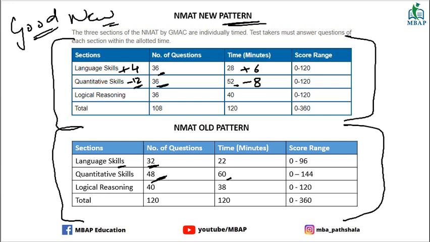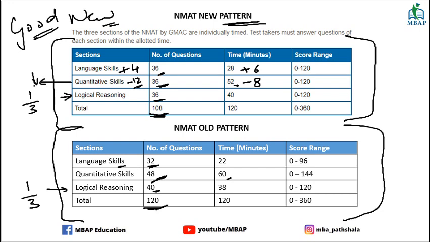Now if you look at the number of logical reasoning questions, over here it is 36, here it is 40. However, the total number of questions has also changed. Earlier it was 120 and now it is 108. And 40 out of 120, which was one third, about 33%, is still the same. Though the number of questions is minus 4, weightage wise logical reasoning is still one third of the paper. So there is not much of a difference in the weightage of logical reasoning, but the weightage of quant has definitely come down.